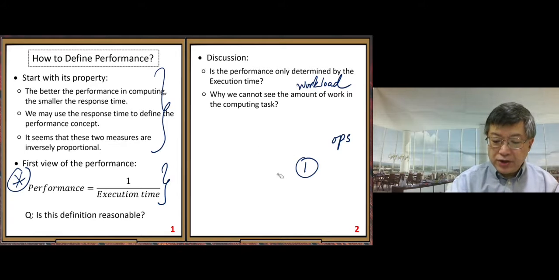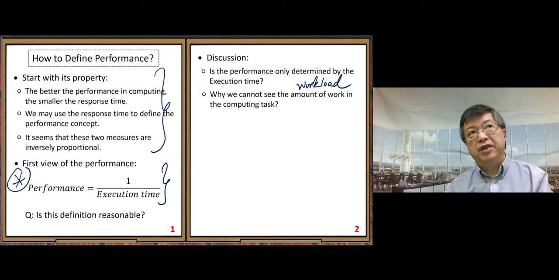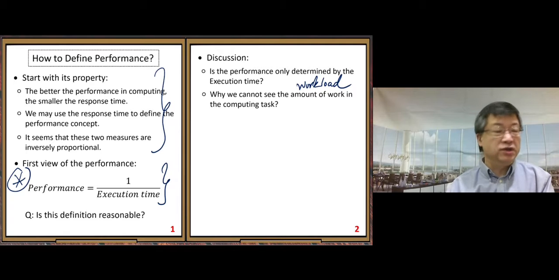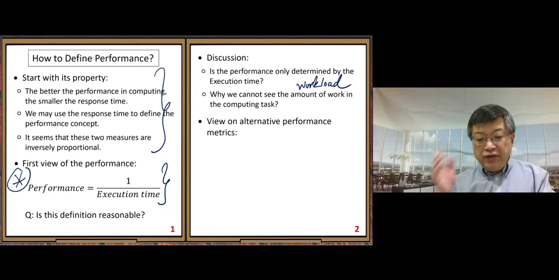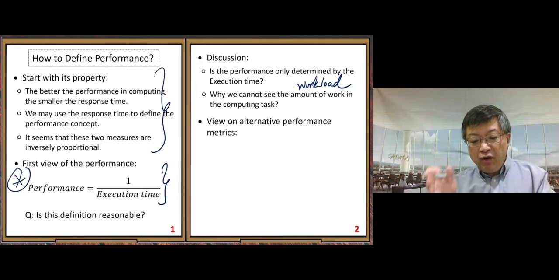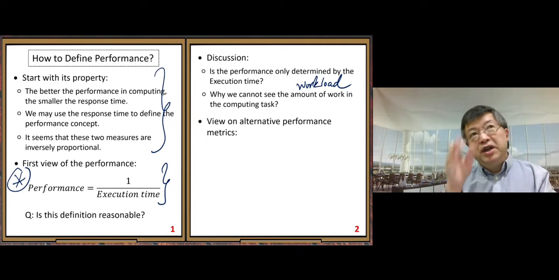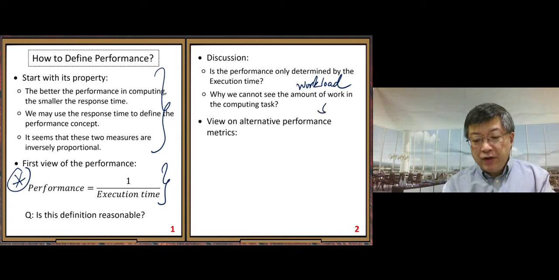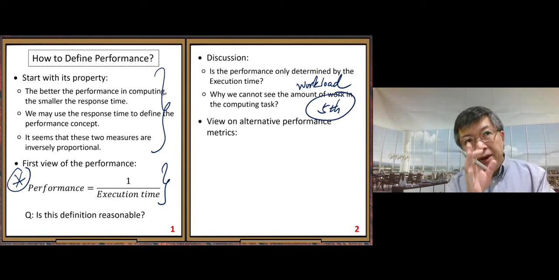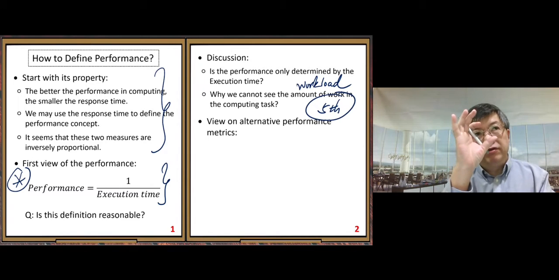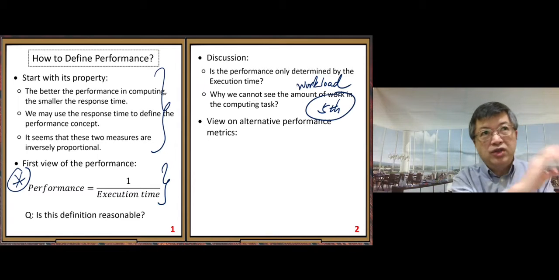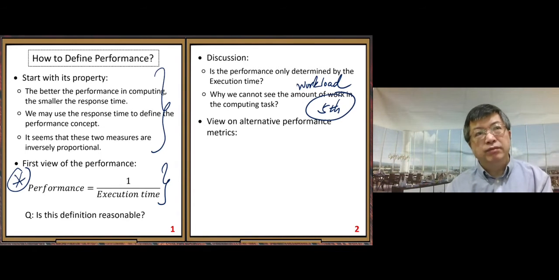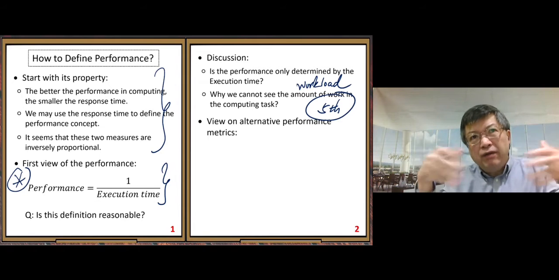So the authors noticed this issue. I think the authors noticed this issue. Yeah. So, a view on alternative performance metrics. So that's the reason. Starting from the 5th edition of the textbook, the authors added a paragraph to explain this issue in an abstract way. Yeah, it's not a direct, straightforward way, but in some abstract, vague way.